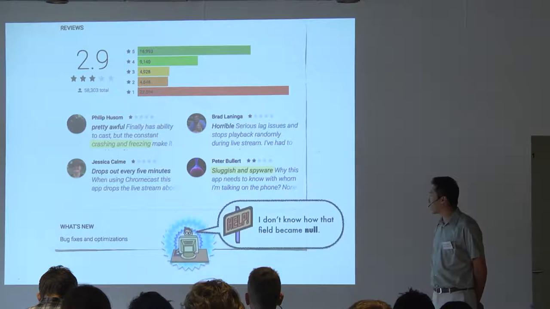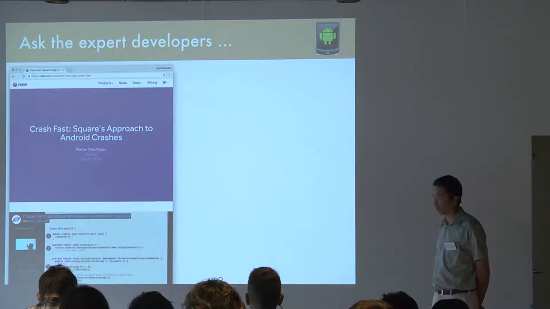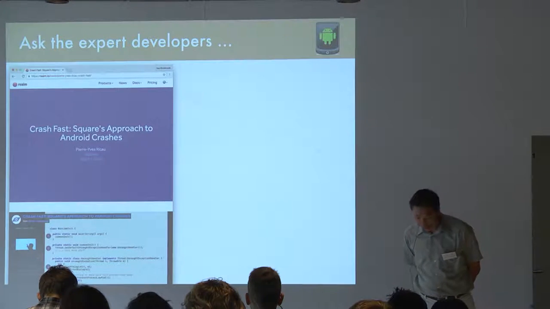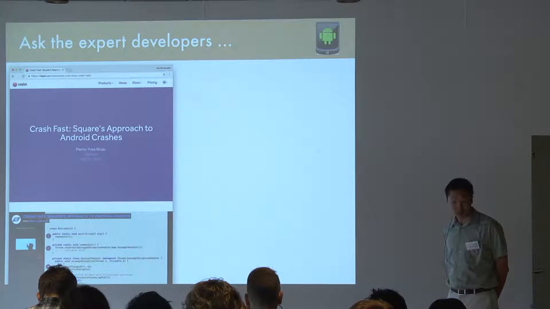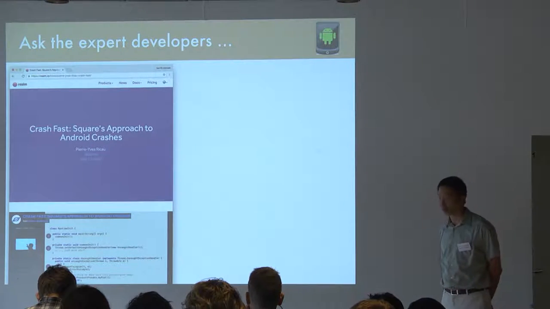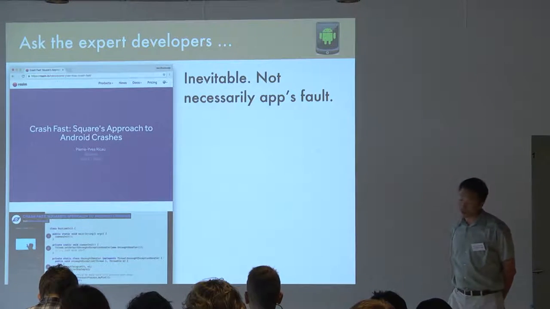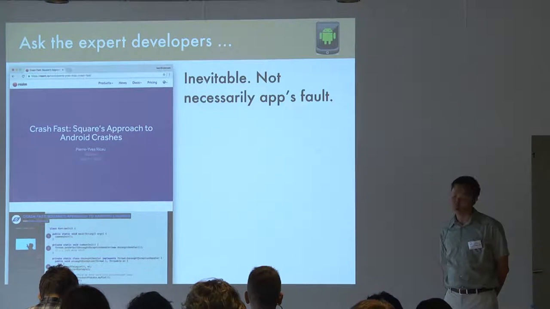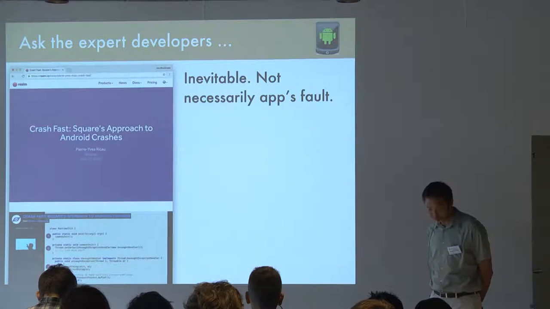So of course they force the poor software developers to ask for help. And where do they ask? Well, they ask the expert developers. So I searched and found a nice talk from an expert developer on how Square approaches Android crashes. Here's the summary of the talk. First, you just have to face it. It's inevitable. Your app is going to crash. And it's not necessarily your fault.